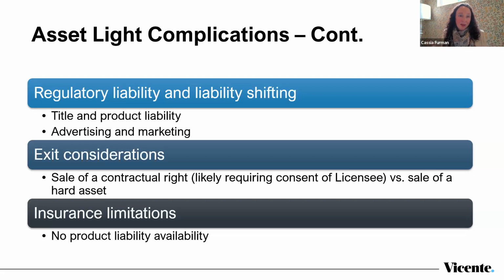Exit considerations, just wanted to highlight here that the sale of a right to have my products manufactured in New Jersey is certainly not as valuable as having a license in that state, and also typically requires the consent of the licensed party to sign off on, because there'll be assignment clauses, et cetera, that require consent. And then insurance limitations. If you're a brand, there are no real effective product liability products out there in the market. And so you're going to have to work with your licensed partner to try to get the best coverage that they can. It's very expensive, and nobody's ever happy about that. So next slide.